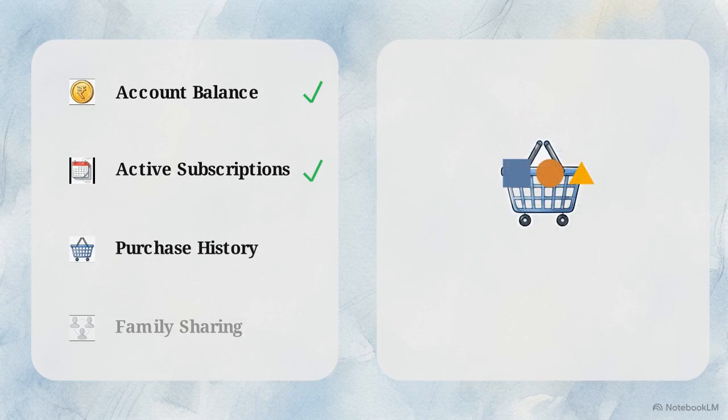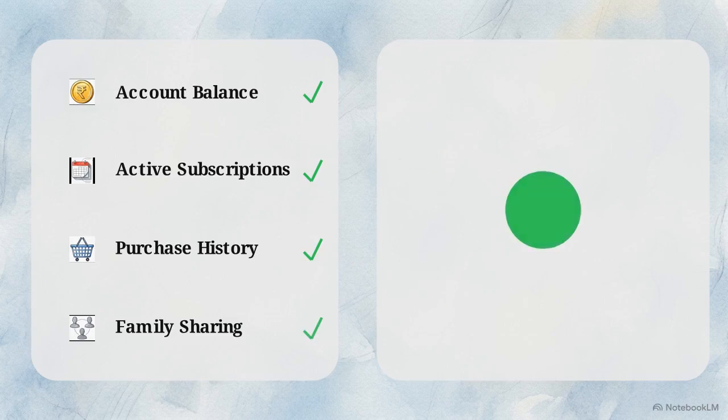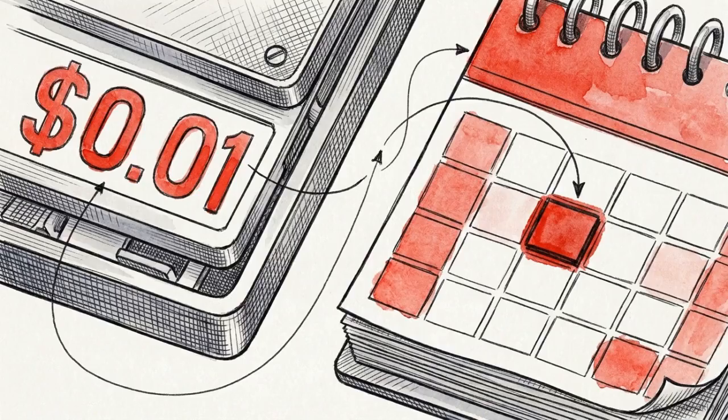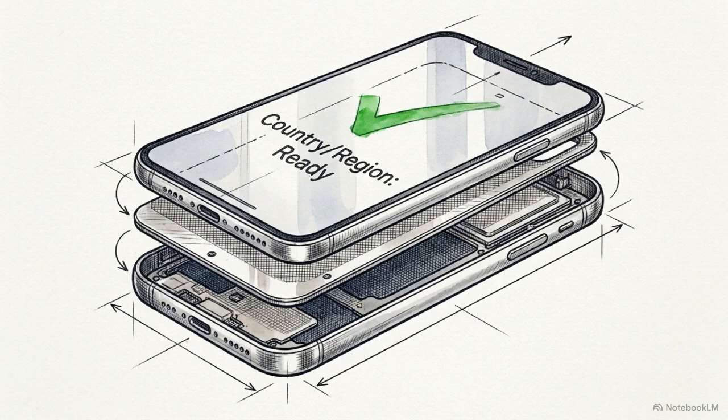Requirement 3 is purchase history. Resolve any pending rentals, pre-orders, or refunds. Finally, Requirement 4 handles family sharing. You must temporarily leave any sharing group you're currently in. If you leave even a single cent in your balance or a single day on a subscription, the system rejects the transition. Digital mobility within the Apple ecosystem requires absolute zero encumbrances.